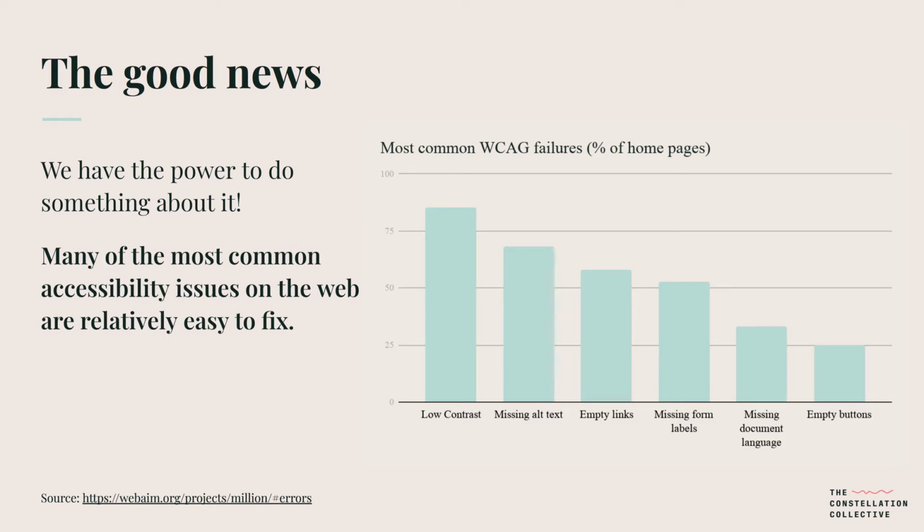The most common errors are actually relatively easy to fix, depending on your underlying systems. We'll talk about most of these in more detail in a bit, after reviewing some of the common ways people with disabilities use the web. These most common issues include low contrast, missing alt text, empty links, missing form labels, missing document language, and empty buttons.